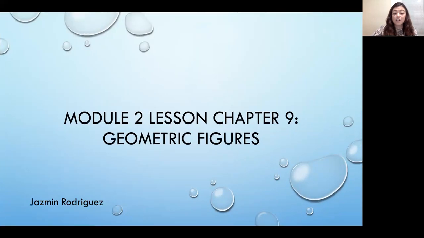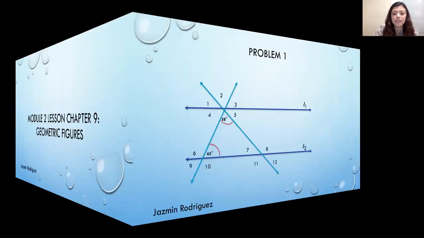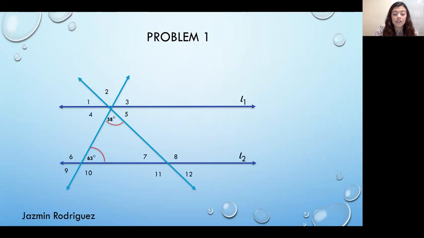I think that'll give you an idea of what our lesson is going to be about today. And that is that we are on Module 2, Lesson Chapter 9, Geometric Figures. So let's get started. For problem 1, we are given this figure, and it is asking us to demonstrate the relationship between the measures of angles 1 through 12. The way we're going to do that is by identifying the different types of supplementary, complementary, and similar angles that we have in this figure.